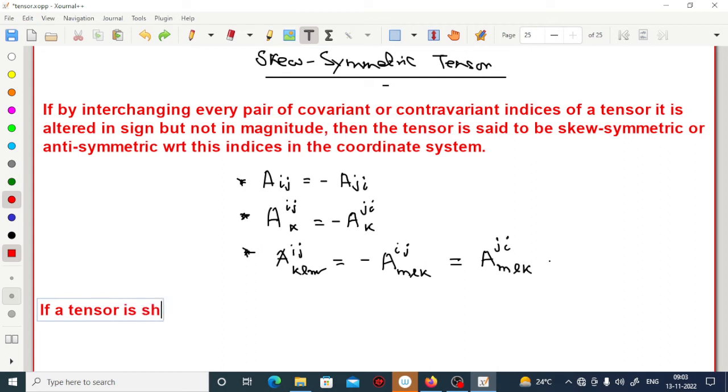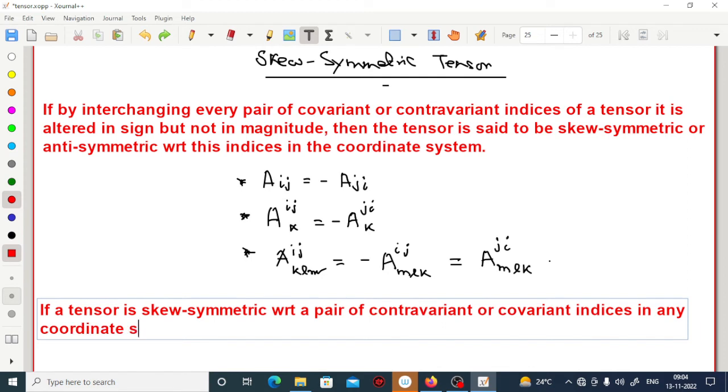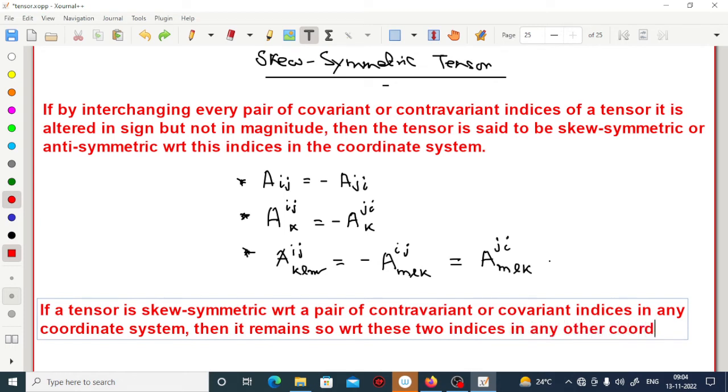If a tensor is q-symmetric with respect to a pair of contravariant or covariant indices in any coordinate system, then it remains so with respect to these two indices in any other coordinate system. This is what I have already proved for the symmetric tensor.